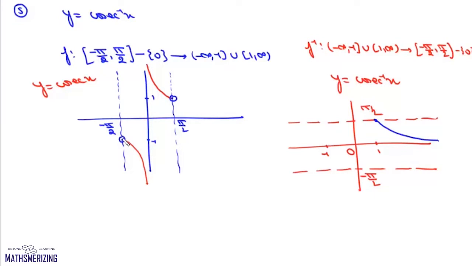This point is minus pi by 2 minus 1. Now here will be minus 1 minus pi by 2. So at minus 1, this value will be minus pi by 2. And here when x is 0, y is minus infinite. So at minus infinite, this value will be 0. So that is the graph of y equals cosec inverse of x.